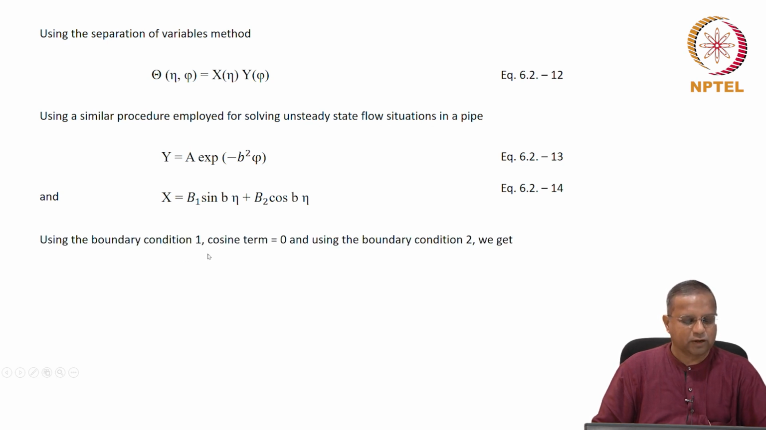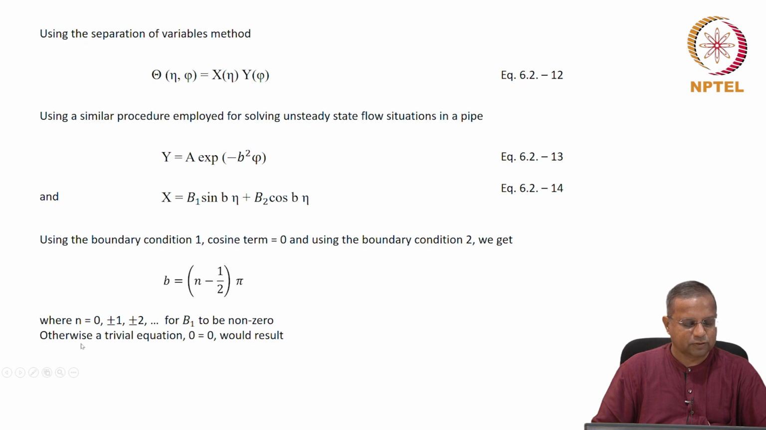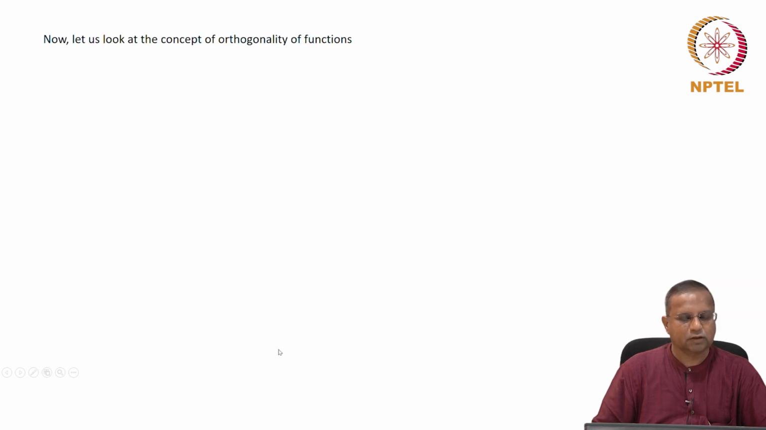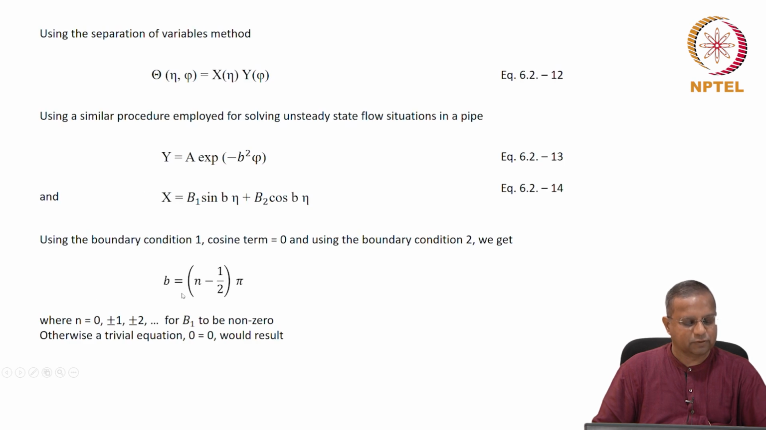Using boundary condition 1, the cosine term would go to 0, and using boundary condition 2, we get b equals n minus half times pi. Please try this out. I'm just presenting the solution to you quickly here. It's an involved solution. And n equals 0, plus or minus 1, plus or minus 2, and so on and so forth, for b1 to be non-zero, otherwise you just get a trivial solution. This condition needs to be valid.